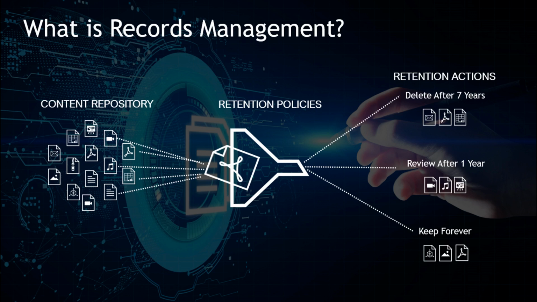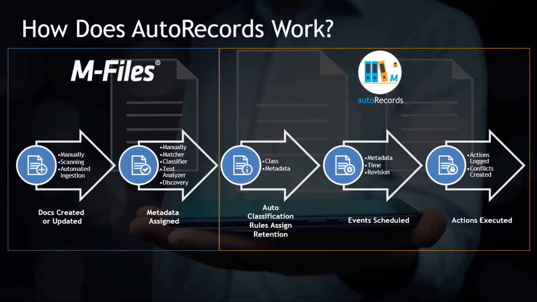The way AutoRecords works is that it accesses content stored in a repository and then applies retention policies to the content based on some rules. The result is that the content has some additional information attached to it which identifies the retention policies that apply. AutoRecords will then process the content in the repository based on the retention policy that's been applied. Let's take a closer look at how M-Files and AutoRecords work together to deliver these records management features.